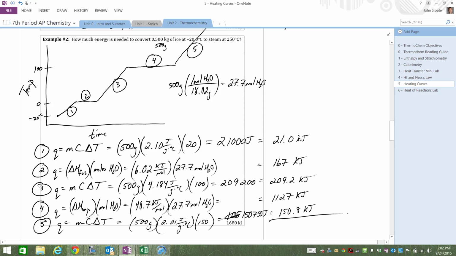And then we add all those together. So 21 plus 167 plus 209.2 plus 1127 plus 150.8. I got 1675 kilojoules, which if we round that to 3 sig figs, boom, 1680 kilojoules.